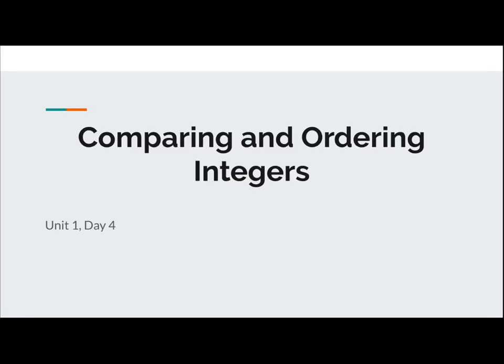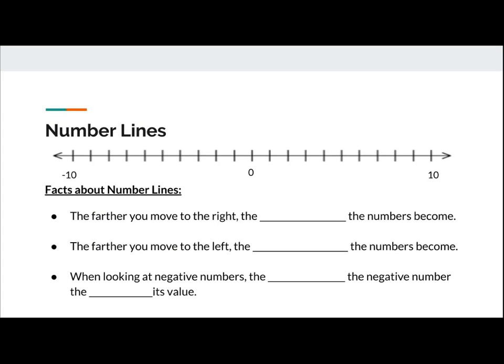Comparing and ordering integers should be a review for you from last year. Let's talk about number lines first, and let's talk about how they work. The farther you move to the right on a number line, so if we're moving this direction on our number line, the further you go, the larger the numbers become. And the farther you move to the left, so if you're going this direction on the number line, the smaller the numbers become.